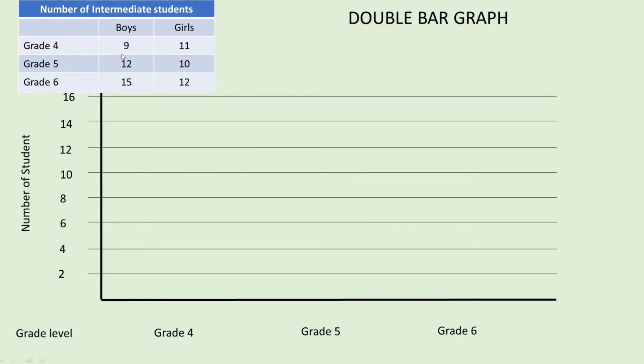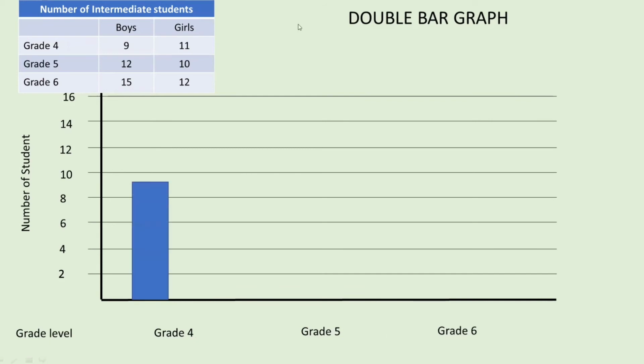So, ang pinakamababa ko ay 9. So, pwede ako mag-start ng 2 sa ating scale. At ang pinakamataas kong data is 15. So, pwede ako mag-stop ng 16. So, therefore, the scale is multiple of 2. So, 2, 4, 6, 8, 10, 12, 14, and 16. So, now, the group data that I have here is the grade 4, grade 5, and grade 6.